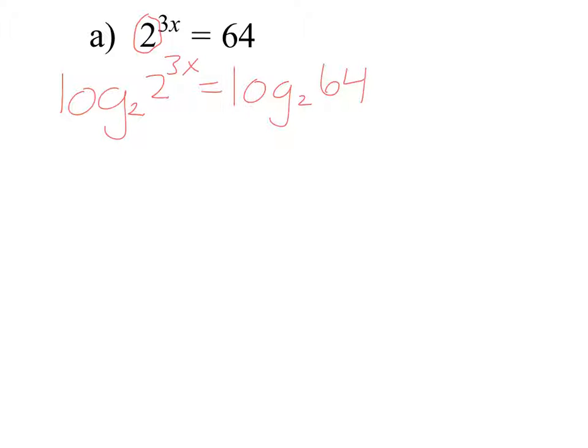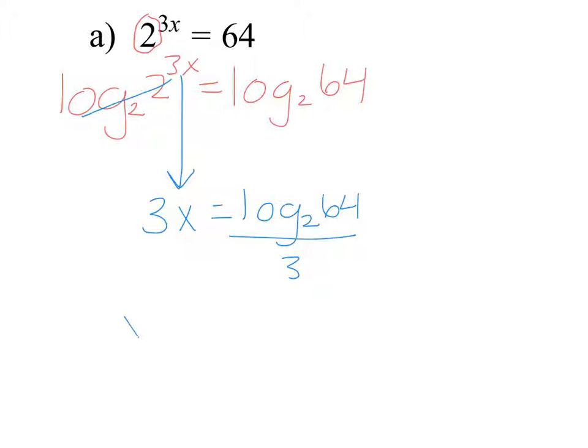Now, when you have log base and exponential base, these two cancel, leaving you with just the exponent. And I'm going to keep this as log base 2 of 64. Now this says 3 times x. The opposite of multiplying would be dividing. So x would be equal to whatever number this is. I would type it in just like this into your calculator, and you would get 2 out. So that is my answer.